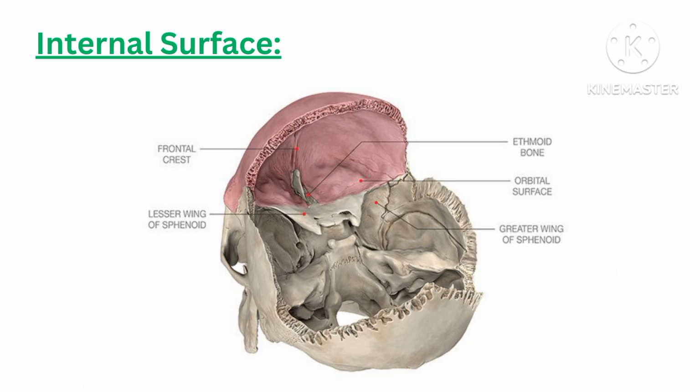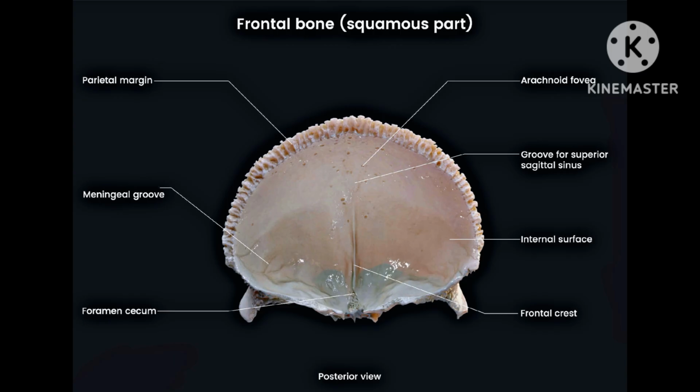The internal surface of the frontal bone features two important landmarks: the frontal crest and the groove for the superior sagittal sinus. The frontal crest is a median ridge on the internal surface of the frontal bone for attachment of the falx cerebri. And the groove for the superior sagittal sinus is a shallow depression found on the frontal, parietal, and occipital bones, forming a channel for the superior sagittal sinus. As the groove passes downward, its margins come together and become continuous with the frontal crest.